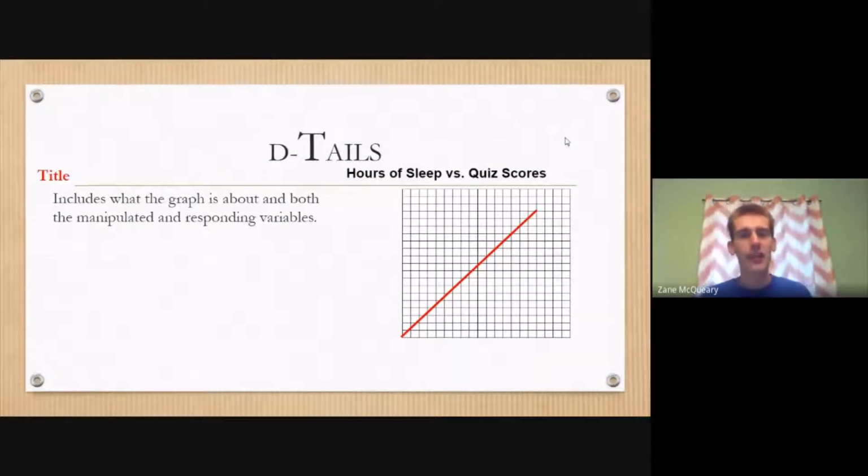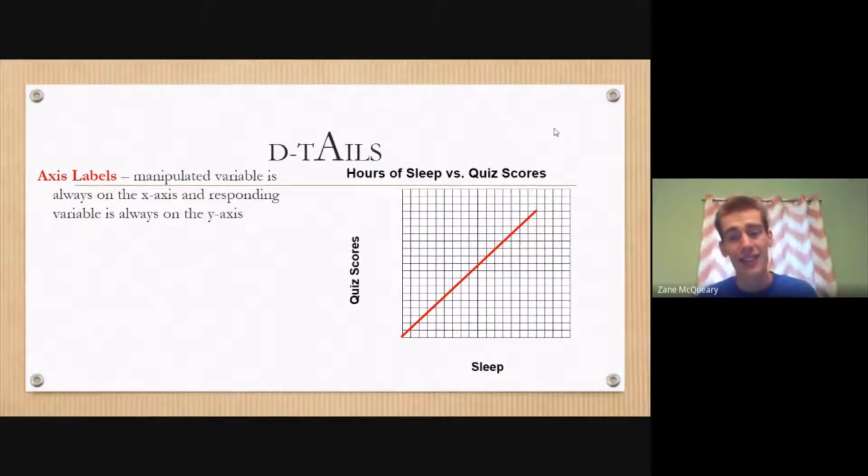T stands for title. You need a title to let your readers know what is going on in your graph. If you want to use the old standby of independent variable versus dependent variable, you can do that. Or you might get a little more creative. For example, over here, you could say the effect of sleep on quiz scores.